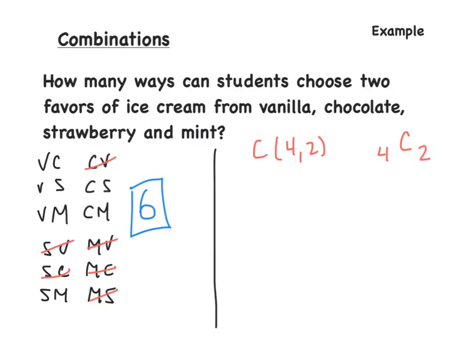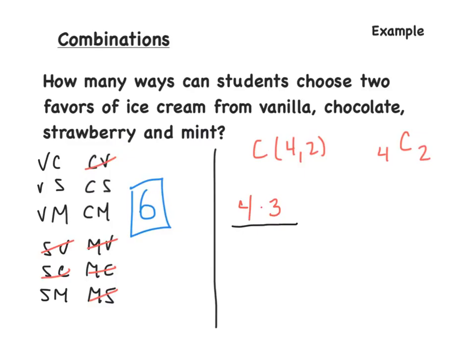So what you can do, think of it as a permutation. So you're going to take whatever the permutation is for 4, but if you have 4 and you're only going to choose 2 of them, so you can do 4 times 3. That's just like a permutation.